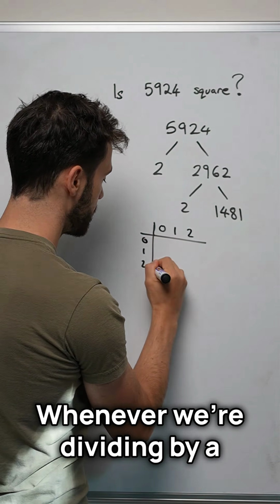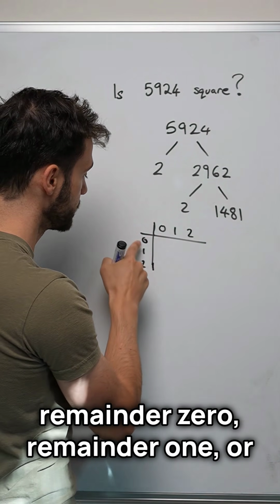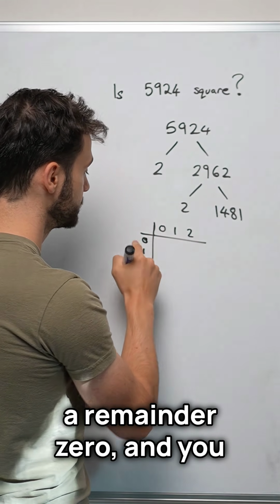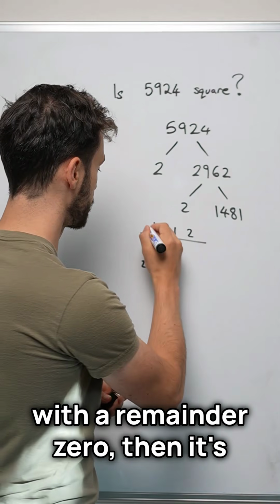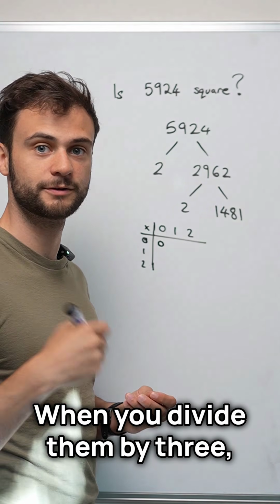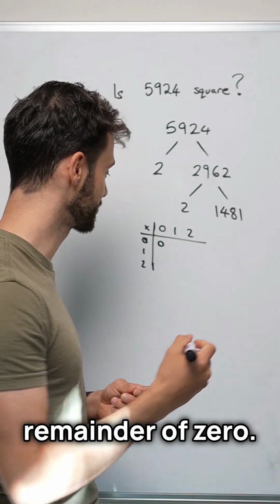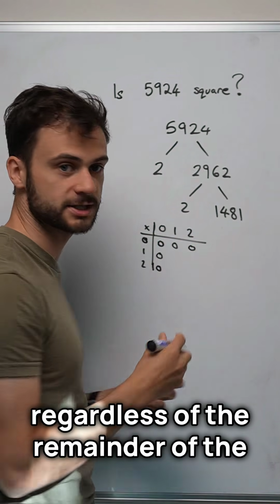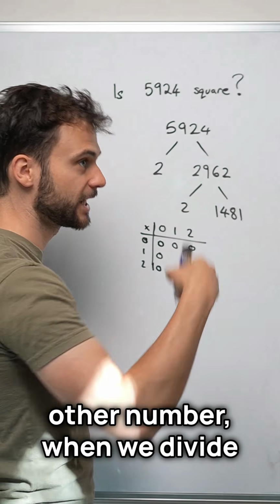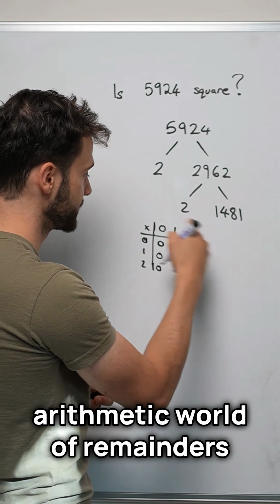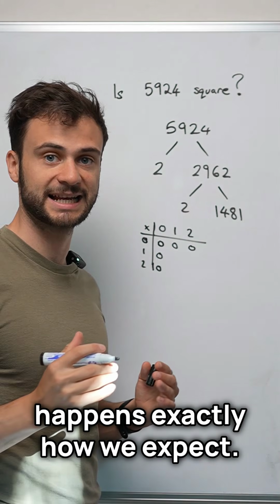Whenever we're dividing a number by 3, we've either got remainder 0, remainder 1, or remainder 2. Now, if you have a number with remainder 0 and you multiply it by another number with remainder 0, that's like multiplying 2 multiples of 3 together. When you divide that by 3, it's still going to have a remainder of 0. And that's the case in these as well. You multiply a number by 3, regardless of the remainder of the other number, when we divide it by 3 again, the remainder is always going to be 0. So multiplication in our modular arithmetic world of remainders happens exactly how we expect.